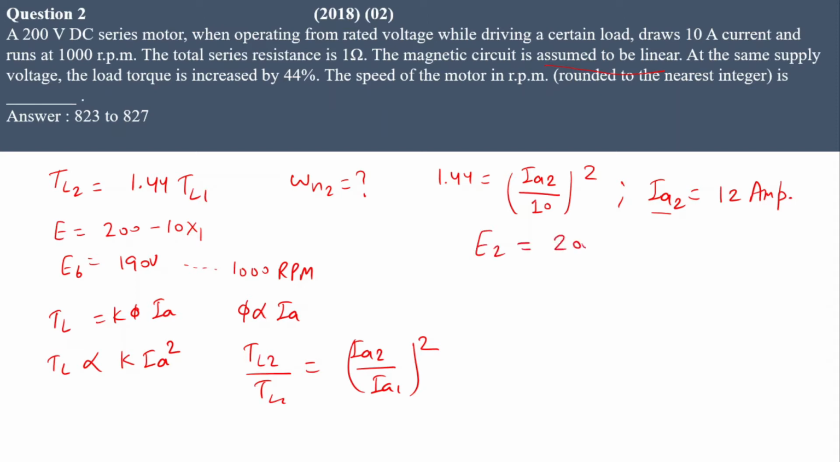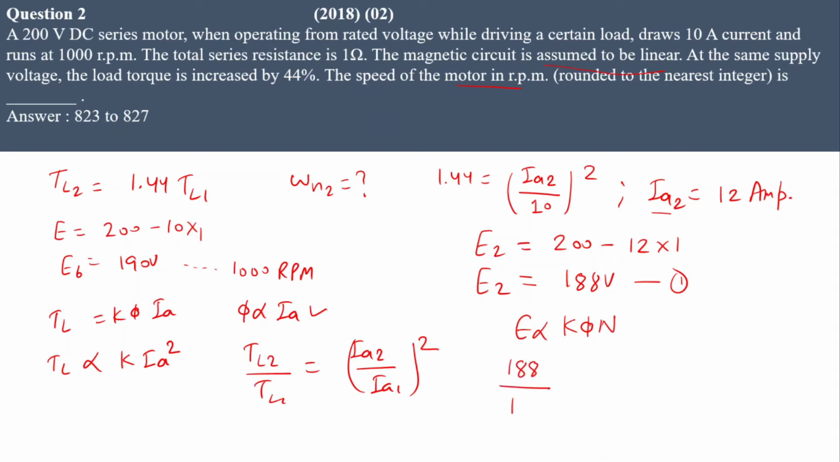Next, once you know Ia2, find out the back EMF E2 for the 12 amps, equal to V minus Ia2 into RA 1. So this is how much? 188 volt, E2. For this E2, find out the motor speed. So you know the formula, E is directly proportional to K phi N. So phi is directly proportional to Ia, put this value.